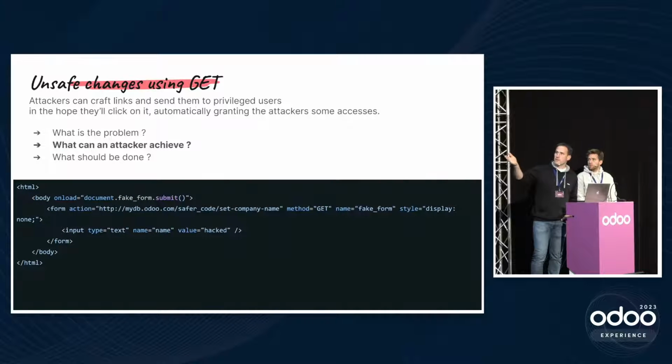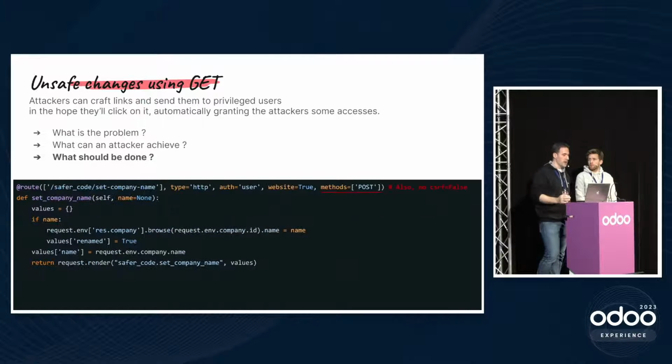This is an example of what an attacker could do. They could craft a form, here it's a form with the method set to get, that will trigger the vulnerability. You could also actually pass it in the URL as a query parameter to trigger the same vulnerability. And of course, how you would defend against that is by restricting the method to post.